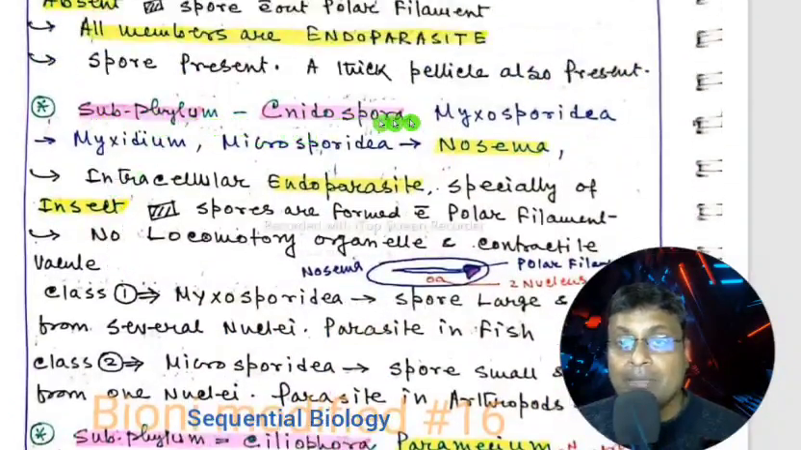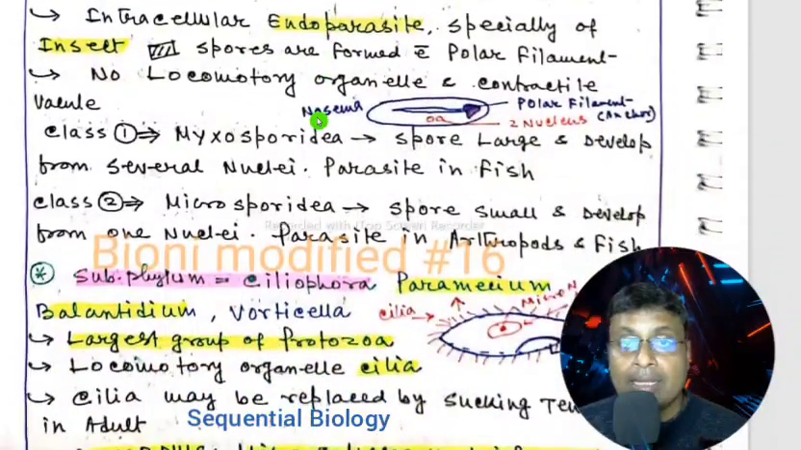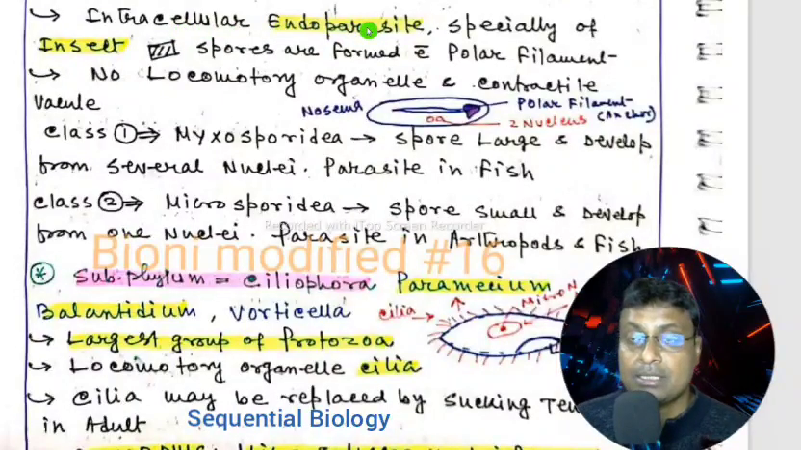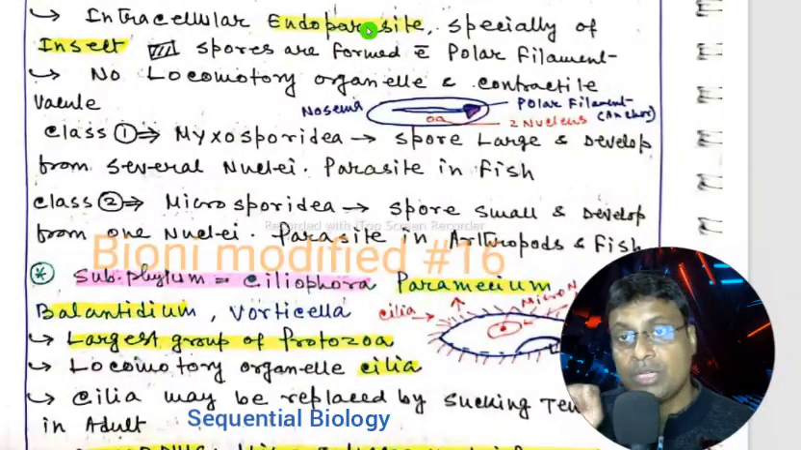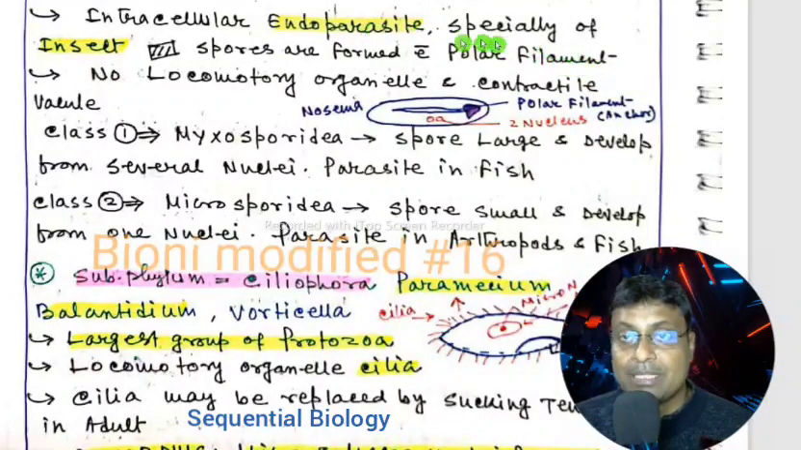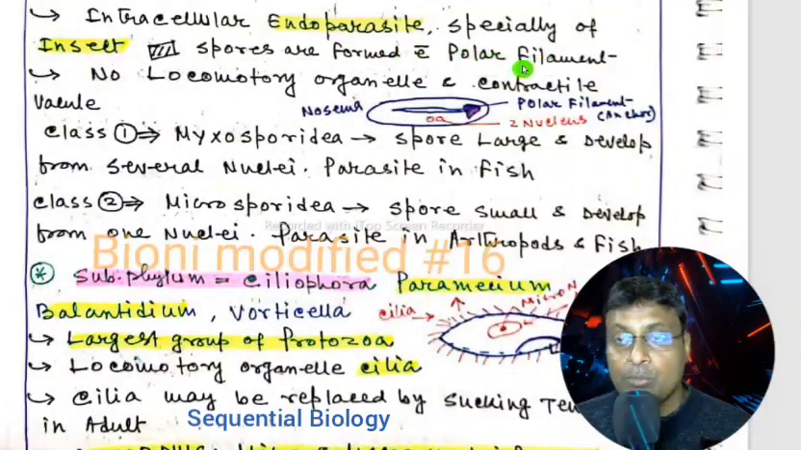The next subphylum is Nidospora, and Nosema is included under this subphylum Nidospora. Myxosporidia, Myxidium, and Microsporidia are included under subphylum Nidospora. And the representatives of this subphylum are intracellular endoparasites. That means they are present inside the cell and absorb nutrients from the cell, and for this reason they are known as intracellular endoparasites, and especially they are present in insects. And the spores are formed with polar filament.